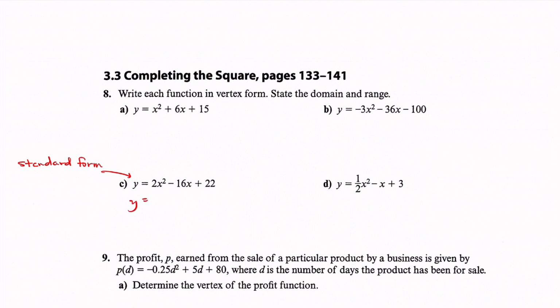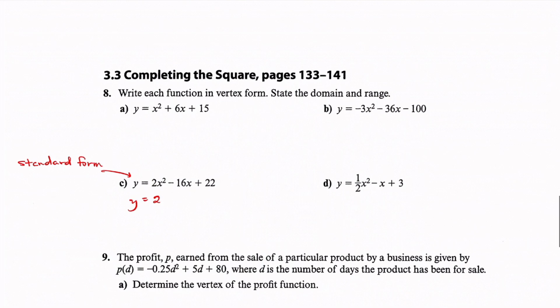So step 1, if there's something in front of the x squared, you got to pull that out. So we'll factor out the 2. And we also have to pull it out of the middle term. We do not pull it out of the last term though. Okay, if you pull it out of the last term, bad things are going to happen. So only pull it out of the first 2.